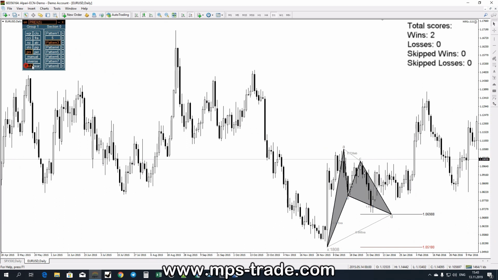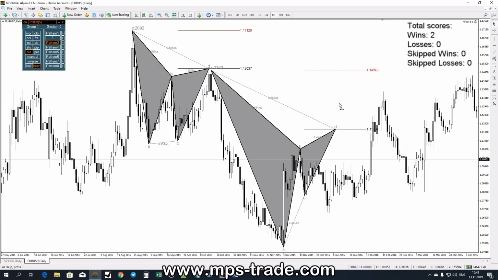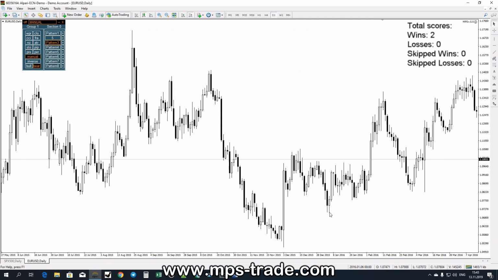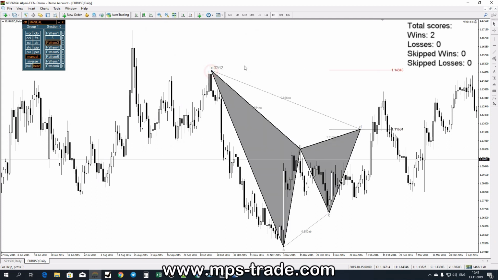Then let me disable bull, enable bear. For example, this pattern, let me isolate that. You see the C point was slightly exceeded, so let me isolate this. Now the pattern looks this way. And if you draw the channel, you will also see the following.